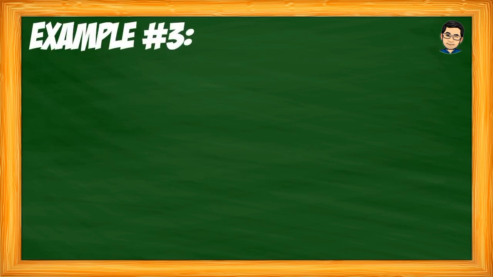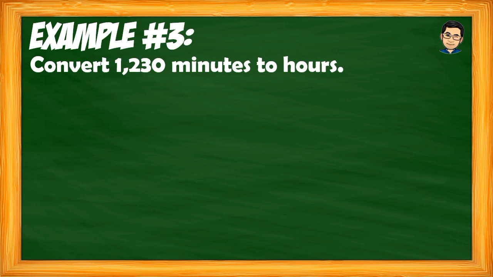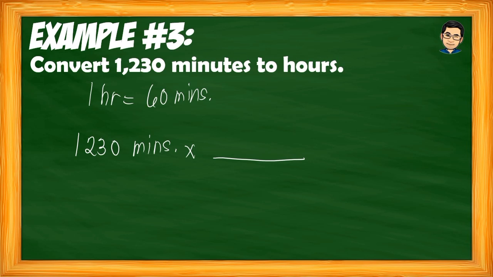So, let's have example number 3. Convert 1,230 minutes to hours. Minutes to hours, that is 1 hour is equivalent to 60 minutes. And then we write 1,230 minutes times 1 hour all over 60 minutes. Ayan. Cancel out natin yung minutes.